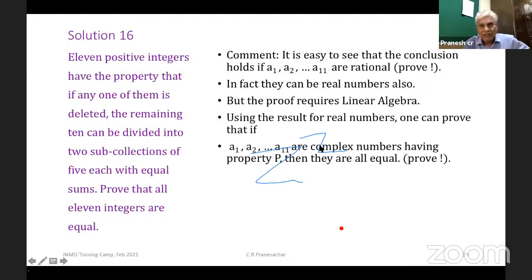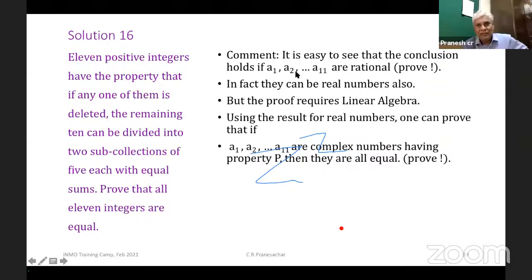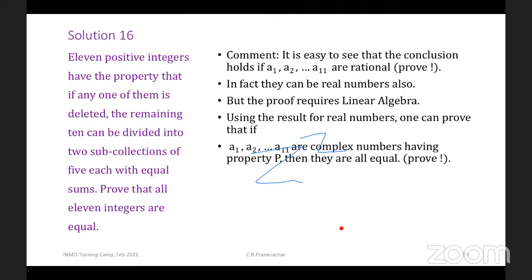What about multiplication? Here, you can split into 5 equal parts with equal sums. But what about products? Think of what can be done with products. For example, the product of 5 integers equals the product of the other 5 integers. Will the result still be true? Sir, I think no.